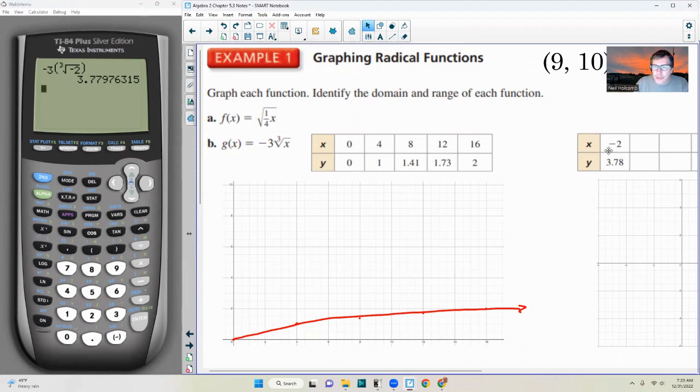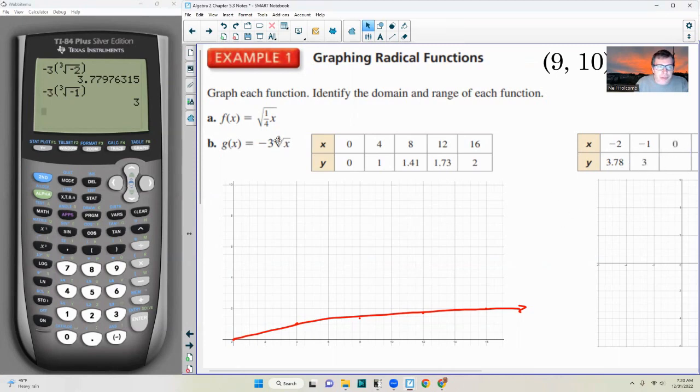So the next value I'm going to choose is -1. I'm going to pick just any value. If I just hit second enter on my graphing calculator, all I have to do is change this 2 to a 1 and hit enter. And that is 3. So if I plugged in -1, the cube root of -1 is -1. -1 times a -3 is +3. I actually didn't need my calculator for that.